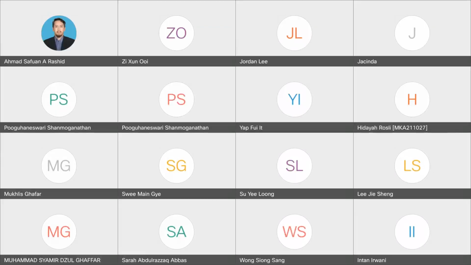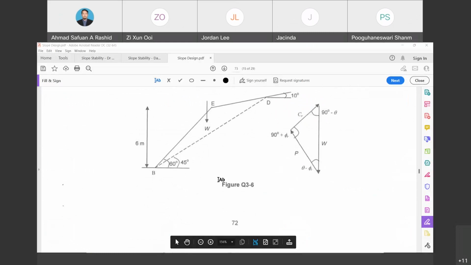So for this case, we need to determine the angle for each point. For example, this will be 15, 60 minus 45, so this will be 15. So we need to get the angle of this point and also this one. I could not draw on this, so let me draw on the pen first.